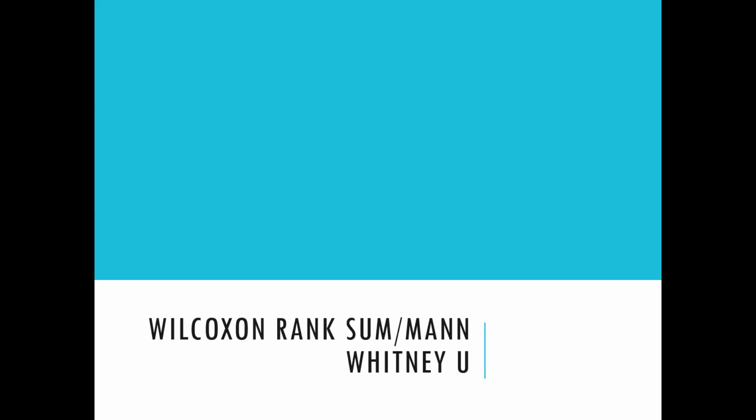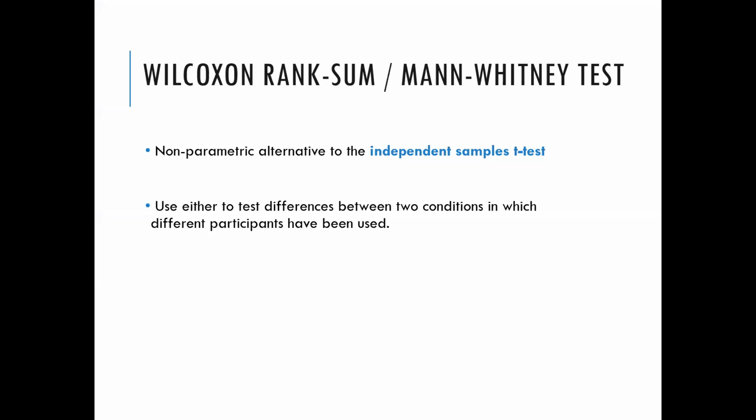Okay, so the first test we talked about was the Wilcoxon rank sum test. Sorry, that's actually what we ran, not the one-way ANOVA. It's the non-parametric alternative to the independent samples t-test. This is when we have a continuous outcome and we want to test differences between two conditions in which different participants have been used, or we're looking at two independent groups.